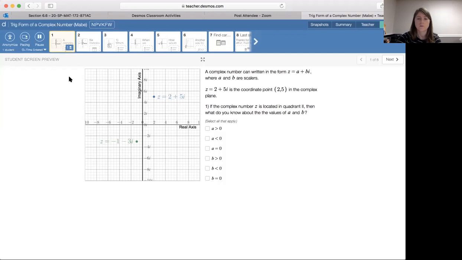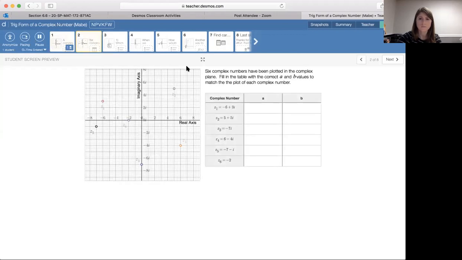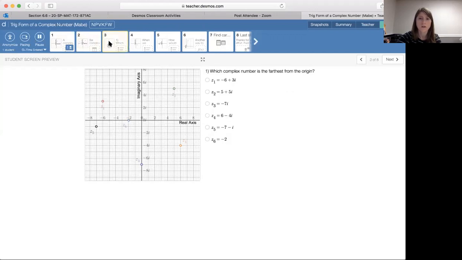And then I'll give you a few minutes to either ask questions or to get started. One of the first things we want to do is make sure we can plot complex numbers and interpret where they are in our plane. Those ones just have you identify the components, like the A and the B, and then where they are over here. Those ones should be pretty straightforward.